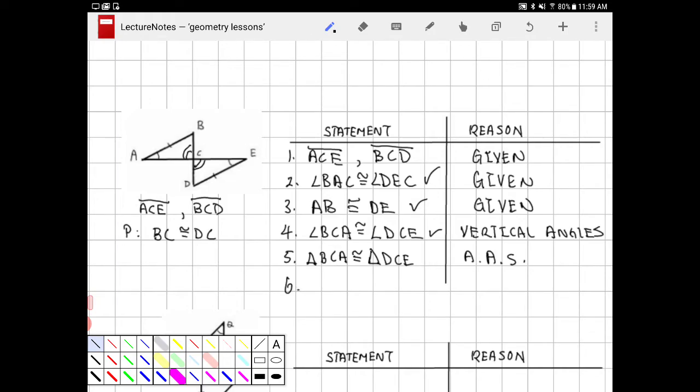For my sixth statement, I can then finally say BC is congruent to DC. And what's the reason for this? Well, that's because corresponding parts of congruent triangles are congruent.